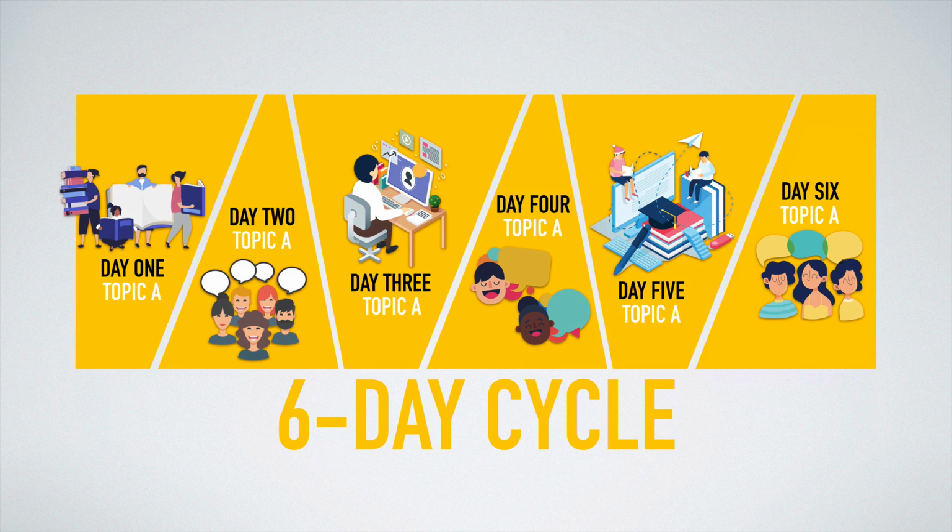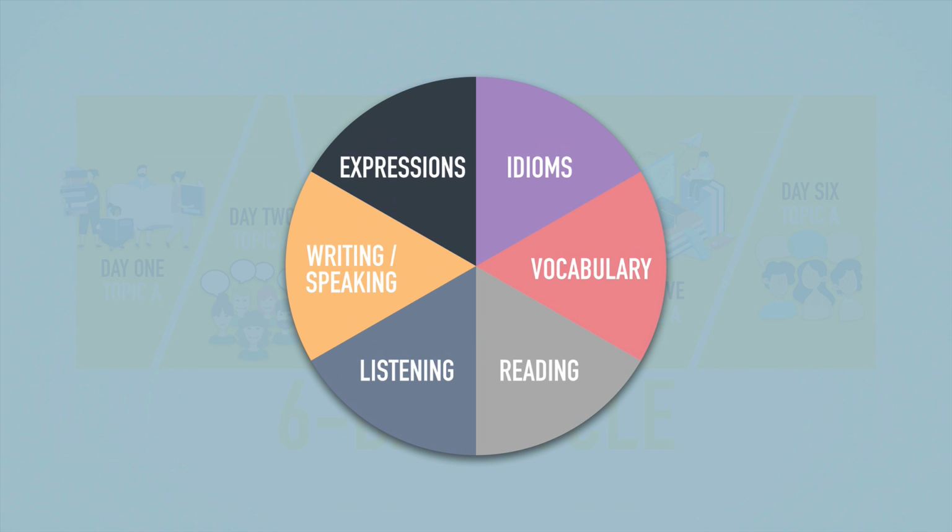This is going to be done in a 6-day cycle. Now, before we jump into this part, I want to explain something to you all. You see, English can be broken down into 6 different parts. You have expressions, idioms, vocabulary, reading, listening, and writing and speaking.